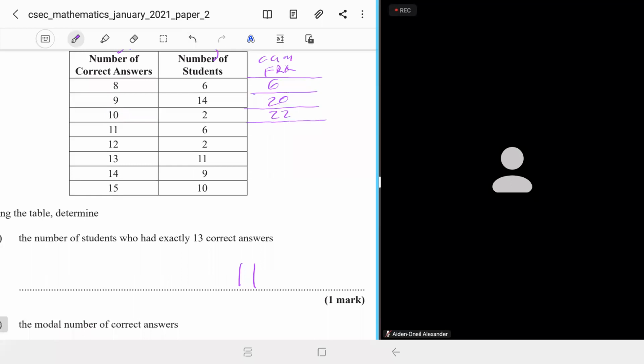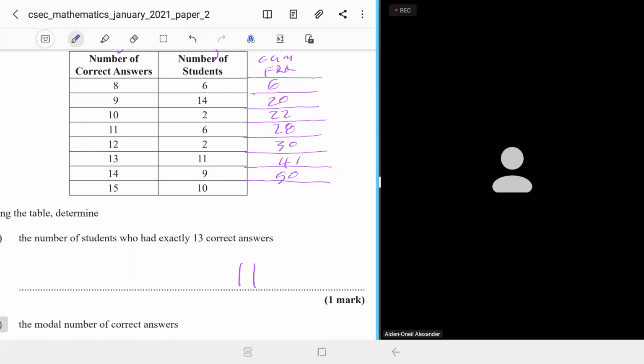Then 6 students who get 11 marks. If I add the 6 students to this 22, you have now 28 students. Then all the students who get 12 marks, there are 2 of them. So you reach 30 students now. It means that the 30th student gets 12. Now you put in 11 more students for the ones who get 13 marks. So you reach 41 students now. And then you put in 9 more students who get 14 marks. So you get 50 students.